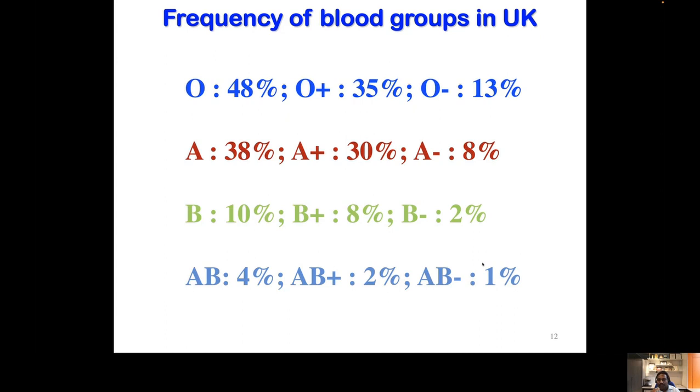So O blood group is the most frequent one. Second most frequent one is the A blood group, then the third one is B, and then the fourth one is AB. And here you can see AB negative is the very rare blood group. Okay, it's really important to understand. AB negative is very rare blood group, even though all the negatives are very rare groups.